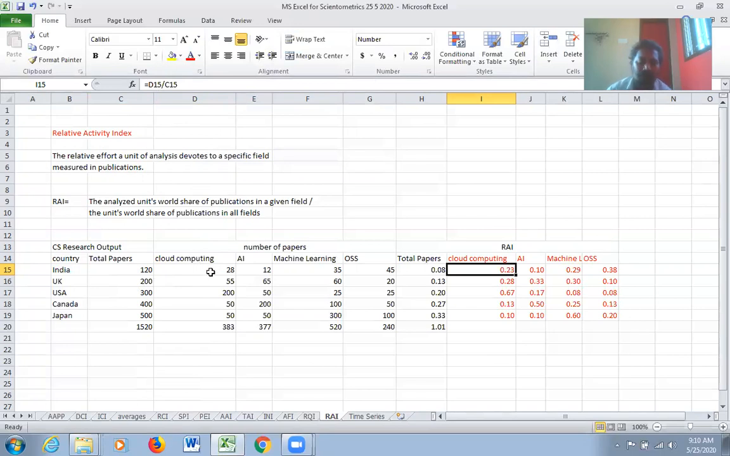Very simple calculation. Only thing is they have a very big name and formula for all things. Nothing but the proportion of cloud computing papers published by India in a given period of time to the total papers published by India in the big domain called computer science. So if you see the relative activity index, we could see here that machine learning and open source software are the most prominent research areas of India, because our relative activity index is higher in those.